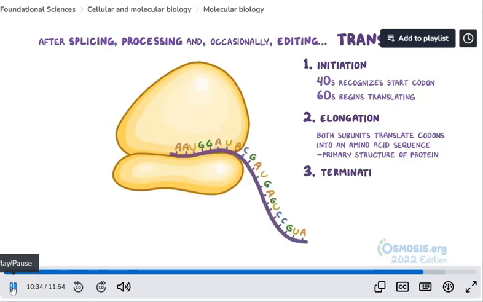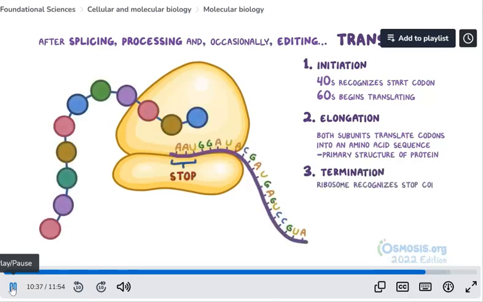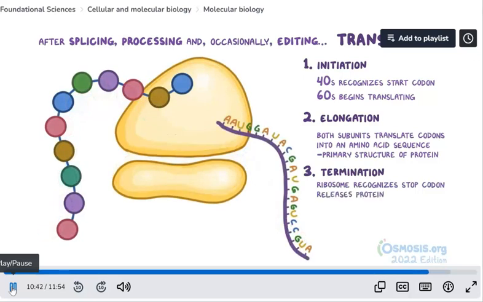And finally, there's termination, which is where the ribosome recognizes a stop codon as a signal for the 40S and 60S subunits to separate and release the protein.